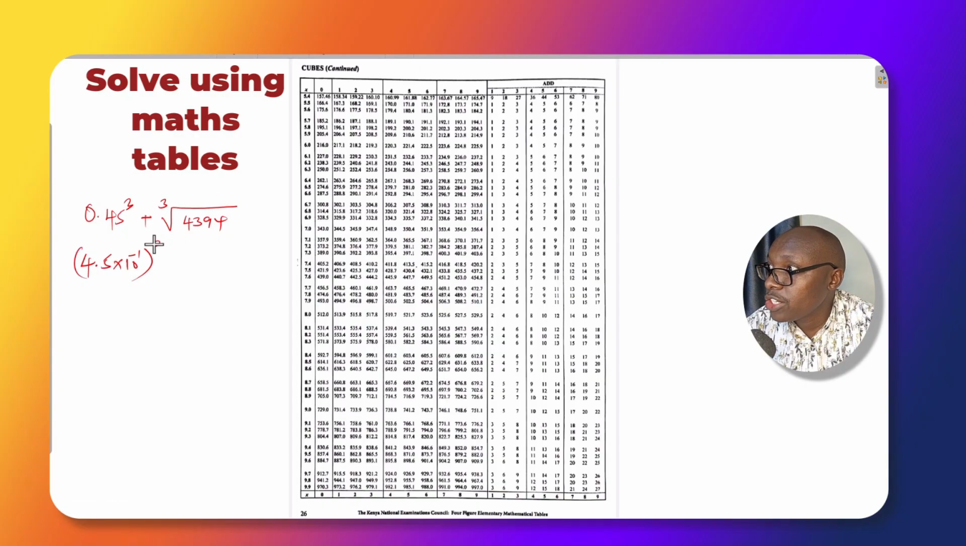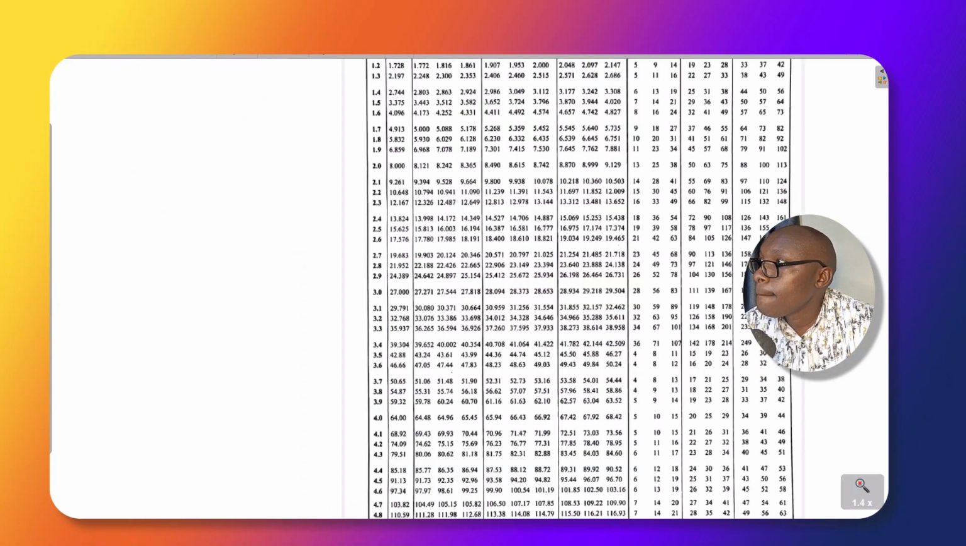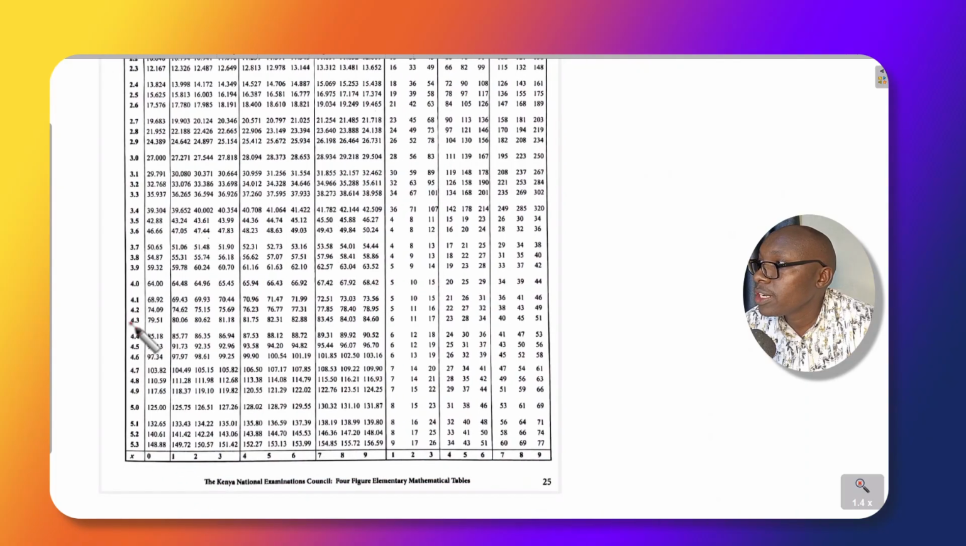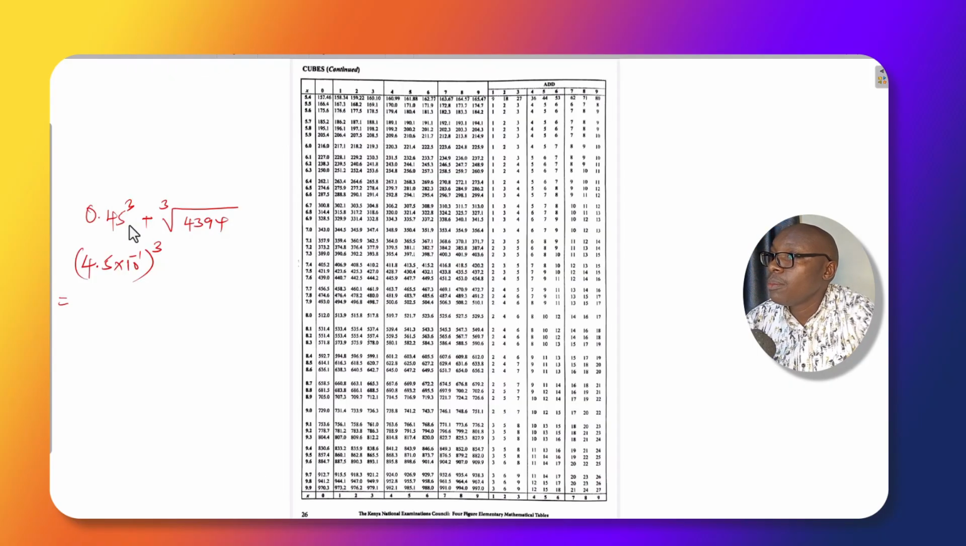And then don't forget you are getting the cube of everything. So go to the table, get the cube of 4.5. The cube of 4.5 from the table is here, so you can see where it is. So 4.50 is here. The cube is 91.13.